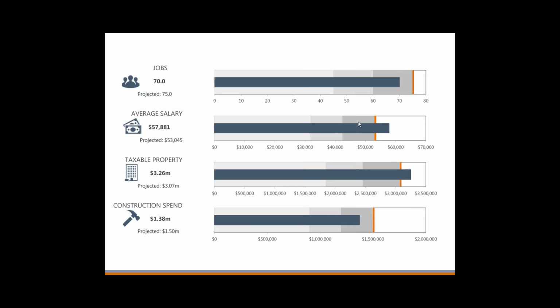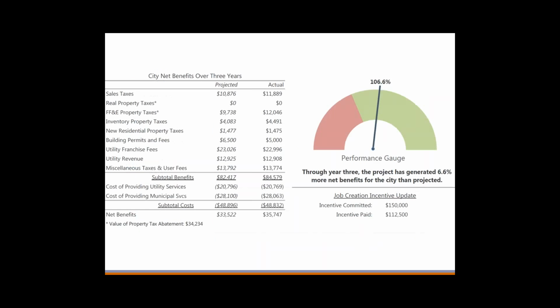So does that mean it's a bad deal because they missed the jobs projection and the construction spend? Well, I would suggest that you look back through those numbers and see how it all boils down. That's what we did here. If we look at the net benefits for the city over the first 3 years, we can see what was projected in this column. The net benefits over 3 years may be about $33,000. But the actual net benefits the city realized were higher, maybe $35,000, and this is just an example. In this case, through year 3, the project has generated basically 6 or 7% more net benefits for the city than was projected.